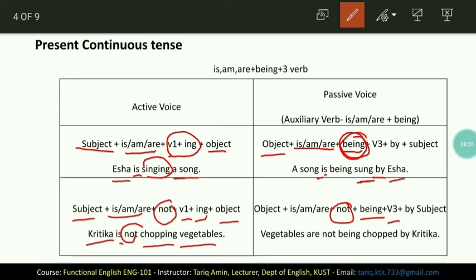We add being plus the third form of the verb, like vegetables plus are, because vegetables is plural, so we put are, not is. And then not plus being. We add being in the passive voice sentences plus the third form of the verb by Kritika.